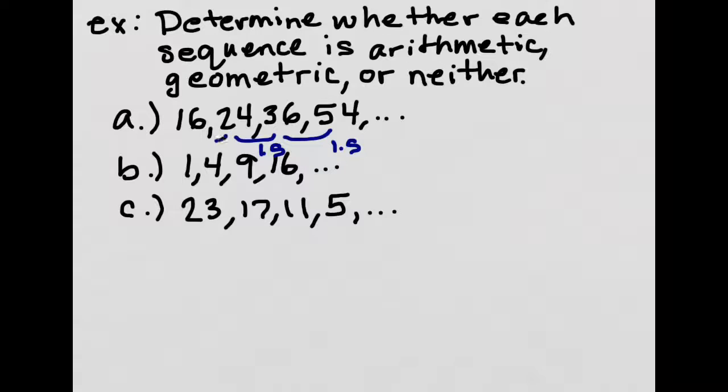Let's go ahead and do the last one. 24 divided by 16. Oh, that's also 1.5. So this is geometric because we have a common ratio, or something that we're multiplying by each time.